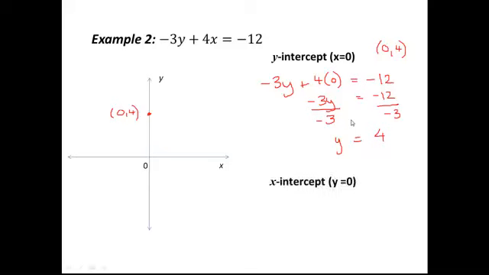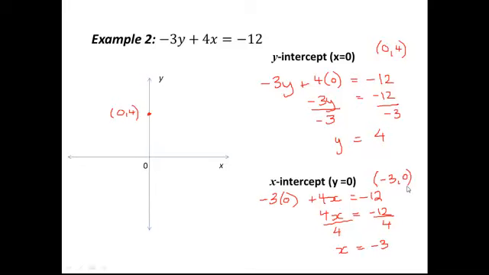Okay, let's do the x-intercept now. So now we need to set y equal to 0. So this time I get negative 3 times 0 plus 4x is equal to negative 12. Negative 3 times 0 is 0, so 4x is equal to negative 12. Divide both sides by 4, and I get x is equal to negative 3. So my x-intercept is the point (-3, 0). So that would be over here, (-3, 0).